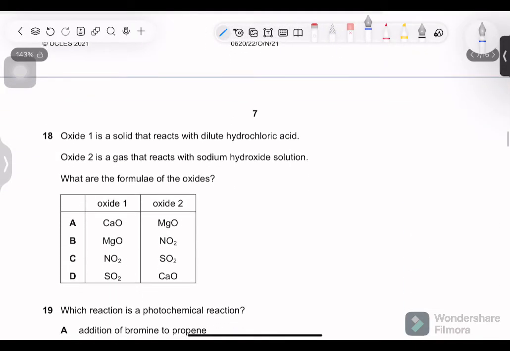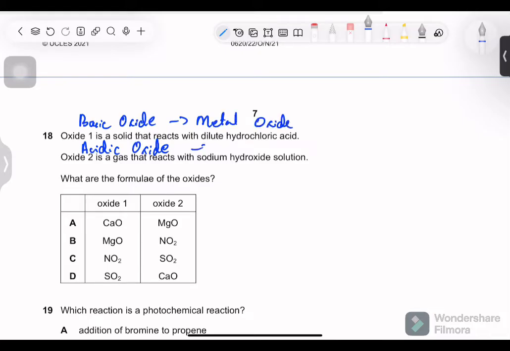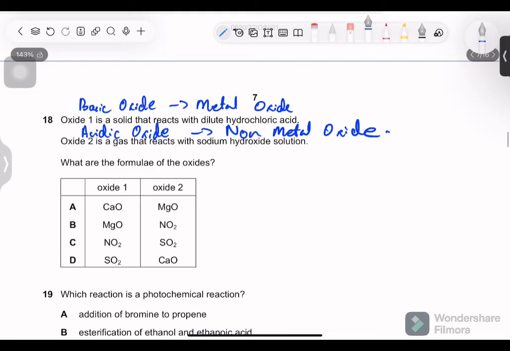Oxide 1 is a solid that reacts with dilute HCl, which means this is a basic oxide. Oxide 2 is a gas that reacts with sodium hydroxide solution. This is an acidic oxide. So basic oxide means metal oxide, and acidic oxide means non-metal. So it's pretty easy now. Basic oxide is a metal oxide. So incorrect. Oxide 2 is a non-metal oxide. So B. This is again a basic.